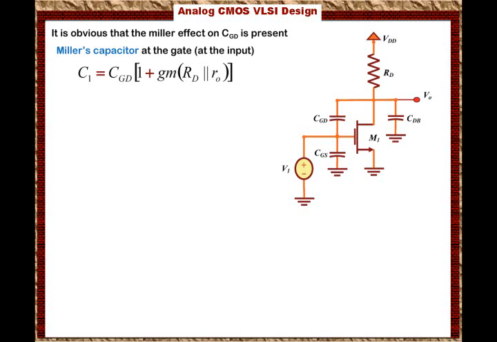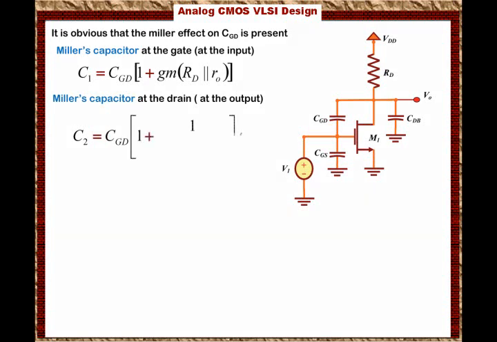Now there is a similar capacitance at the output, and this is the Miller capacitance at the drain or at the output, where C2 equals CGD, which is the gate to drain capacitance, times 1 plus 1 over the gain gm times RD in parallel with RO. And that is approximately CGD, because the gain usually is larger than 1. Then C2 is approximately the capacitance itself. So that is interesting as well.